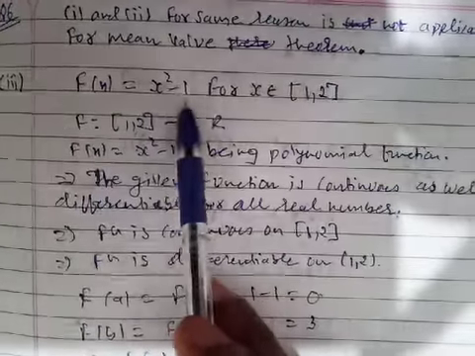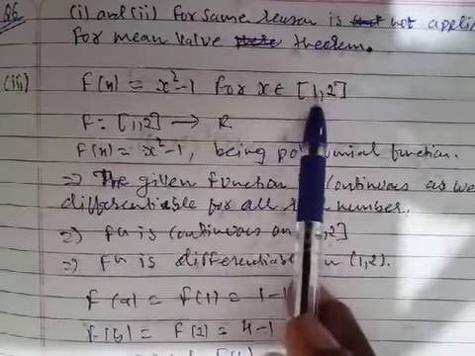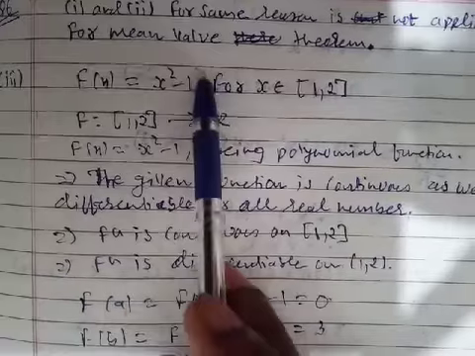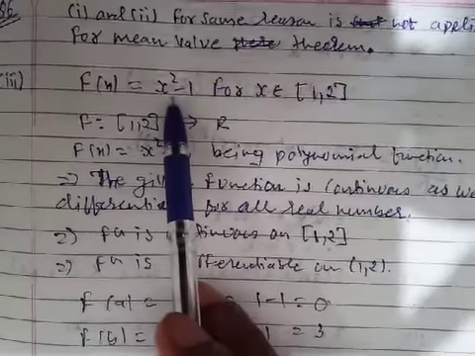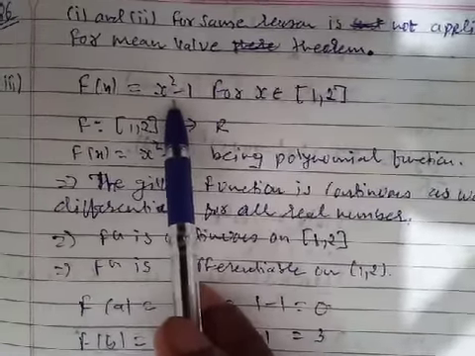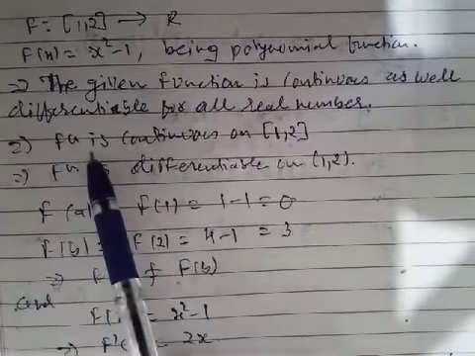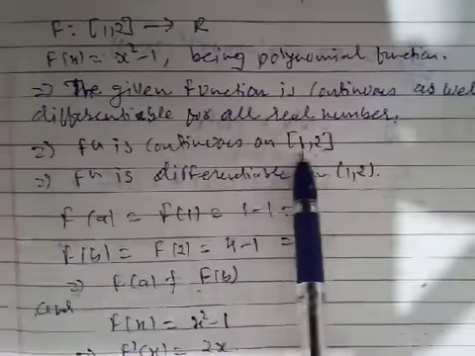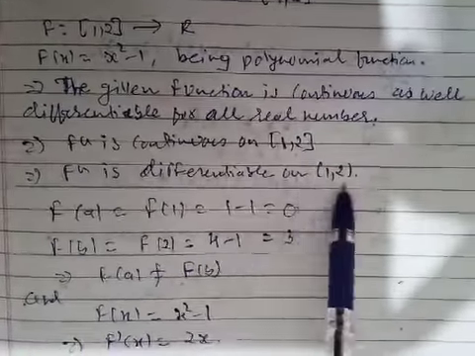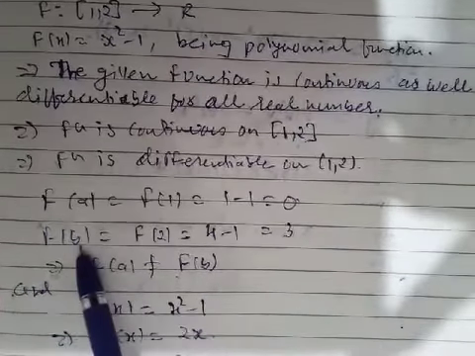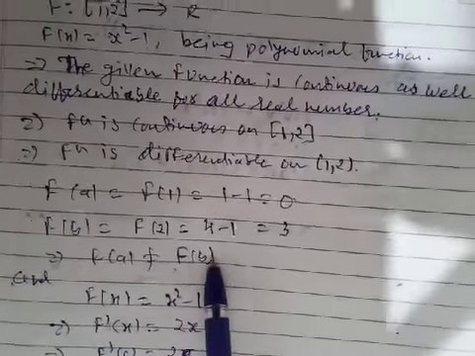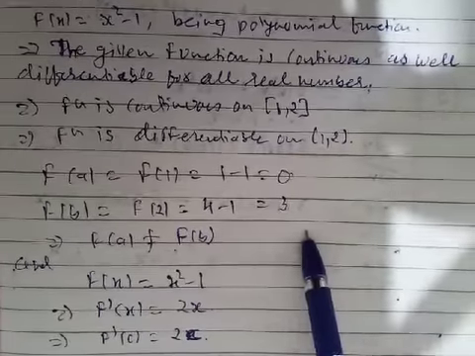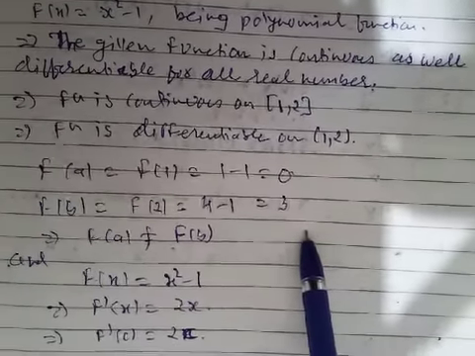f(x) is equal to x squared minus 1, for x belongs to the closed interval [1, 3]. Since it is a polynomial, it is again continuous. It is also differentiable, so the first two conditions are satisfied. The function is continuous on the closed interval and differentiable on the open interval. f of a is not equal to f of b, we found that. Hence the mean value theorem is applicable.